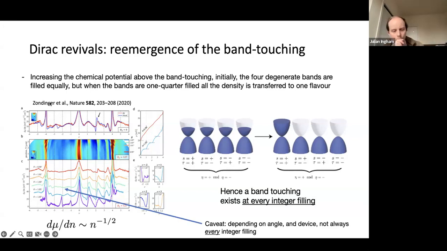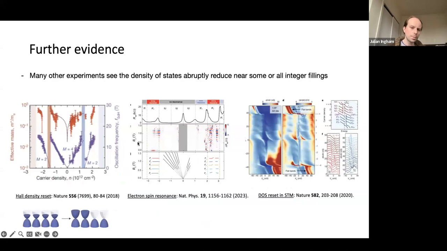There's not really much happening at -3. So these reset behaviors where you lose some of the flavors don't always happen at every single integer filling, and whether they happen for electrons or holes depends on the twist angle. The general trend that seems to be observed is that the resets occur for electrons more reliably at smaller twist angles and for holes at larger twist angles.